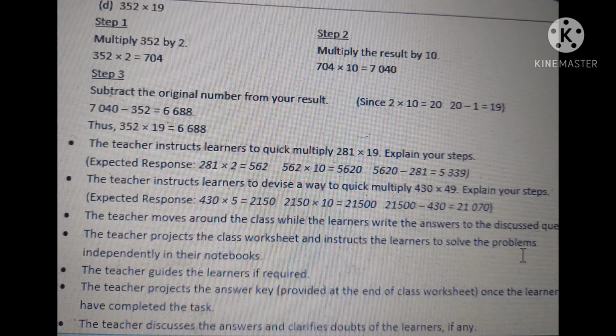And then the teacher projects the classwork sheet and she instructs the learners to solve the problems independently in the notebooks. The teacher guides the learners if required, and then the teacher projects the answer keys provided at the end of the classwork sheet once the learners have completed the task. The teacher also discusses the answers and clarifies the doubts of the learners, if any.